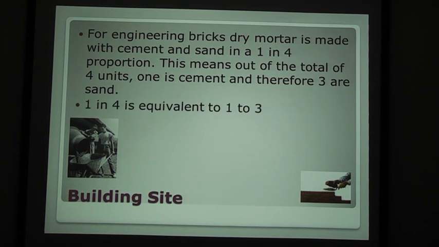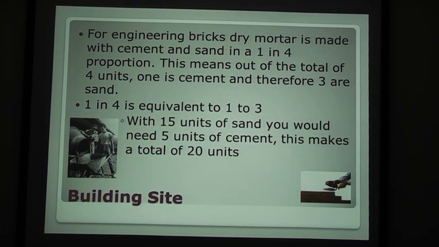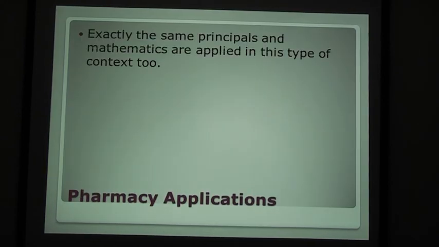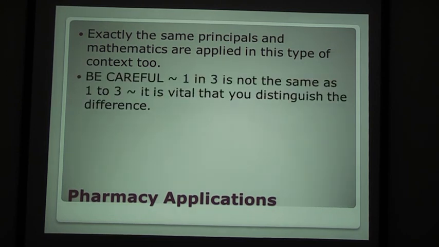1 in 4 is therefore equivalent to 1 to 3. With 15 units of sand, you would need 5 units of cement. And this would make a total of 20 units. Okay? So exactly the same principles and mathematics are applied in this type of context too.